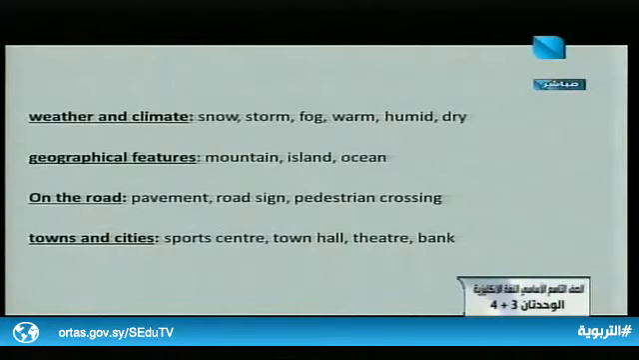On the road, pavement, we can say also the sidewalk. Sidewalk is the American word, and in Britain, we say pavement. Place where pedestrians, where people walk, they are safe. Okay, so we don't have the cars on it.